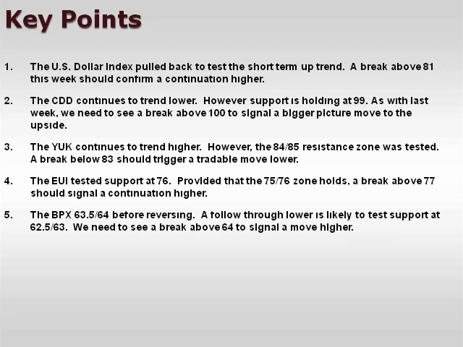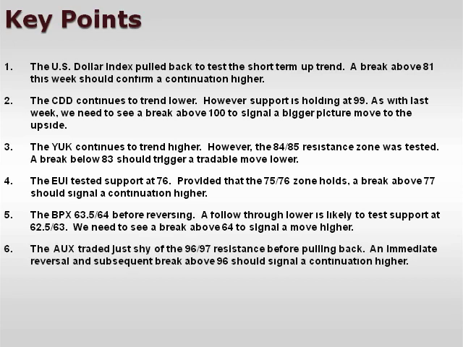The BPX hit 63.5, 64 before reversing. A follow-through lower is likely to test support at 62.5, 63. We need to see a break above 64 to signal a tradable move higher. The AUX traded just shy of the 96.97 resistance level before pulling back. An immediate reversal and subsequent break above 96 should signal a continuation lower.